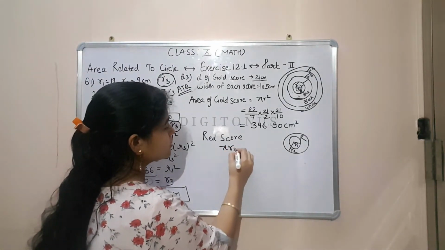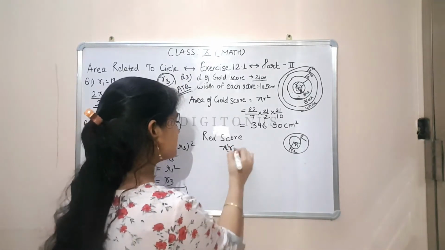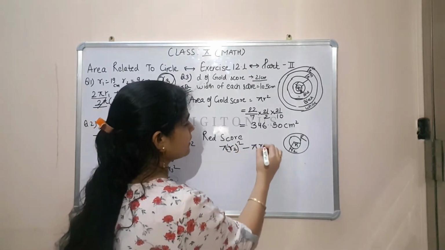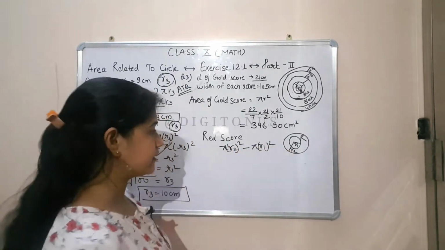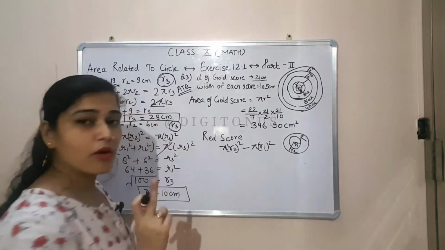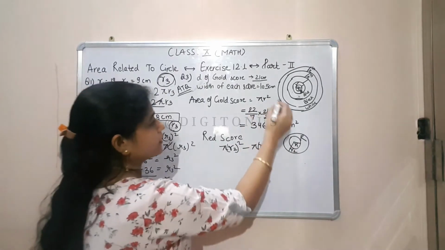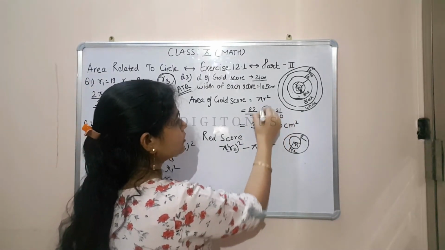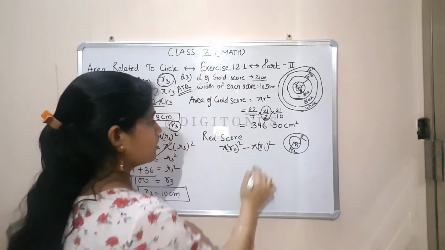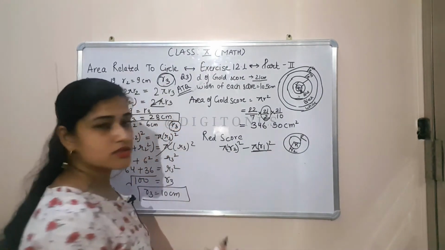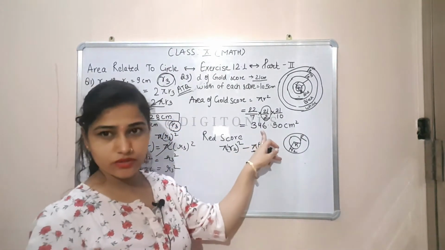Pi R2 square, the outer circle area, minus pi R1 square, the inner circle area. So now the point is, what is the value of R2? R1 we already know, that is 21 upon 2, which we have taken here, and we do not need to find its area again, because we have already found it out.